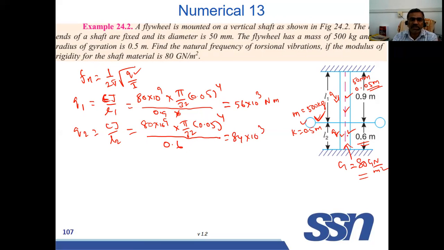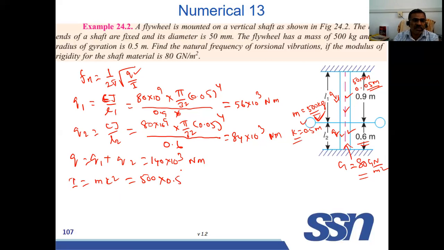Since both the shafts are parallel, Q is equal to Q1 plus Q2. If you add both, you will get 140 into 10 power 3 Newton meter. The unit is Newton meter. Now you substitute in this, you find the value of I, mk square. What is the value of m? M is equal to 500 kg. What is the value of k? It is 0.5 square. Then it is 125 kg meter square.